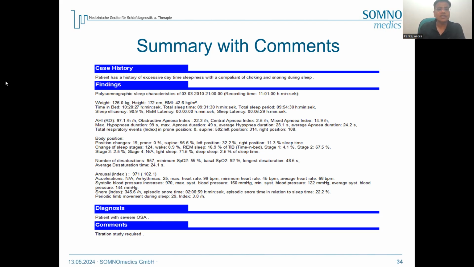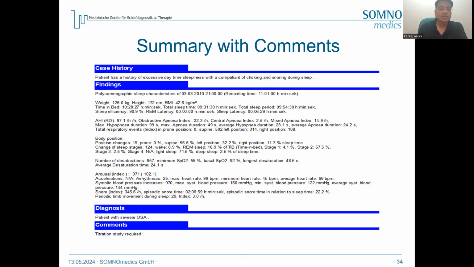So in this particular case, you can see the patient's weight was 126 and his height was 171. His BMI was 42.6, so he is a severely obese patient. We saw his time in bed was 28%. Sleep efficiency was still 90.9%. But his arousal index was 102.1. That is why he was not able to go into sleep stage N3, and he was mostly in stage N2 only.